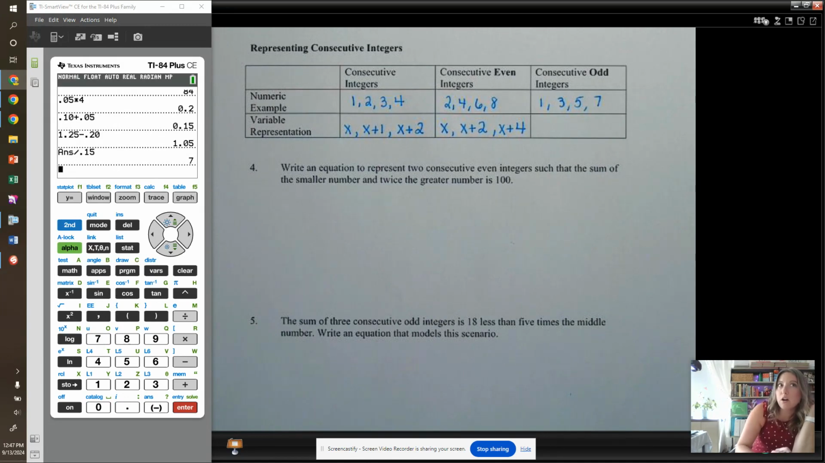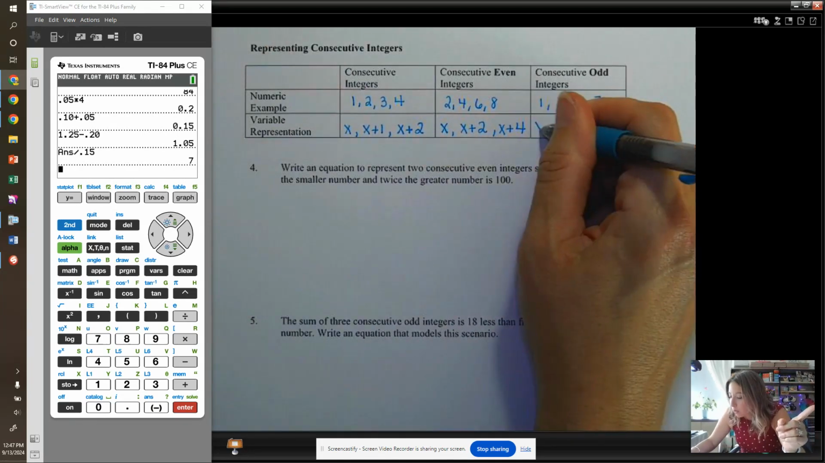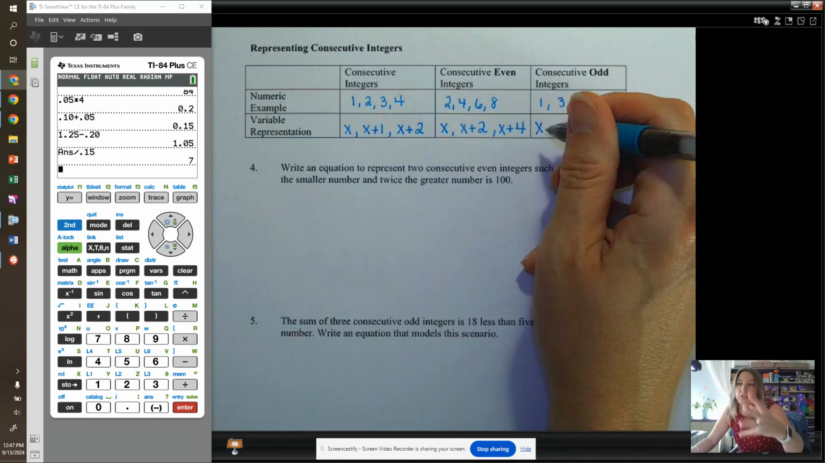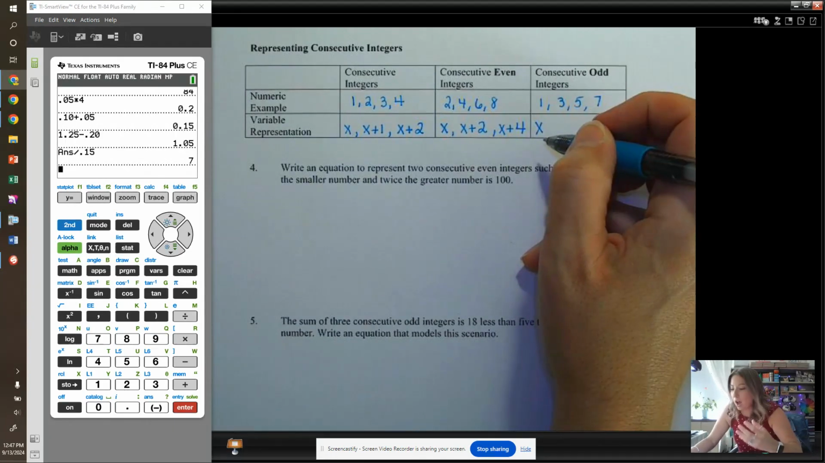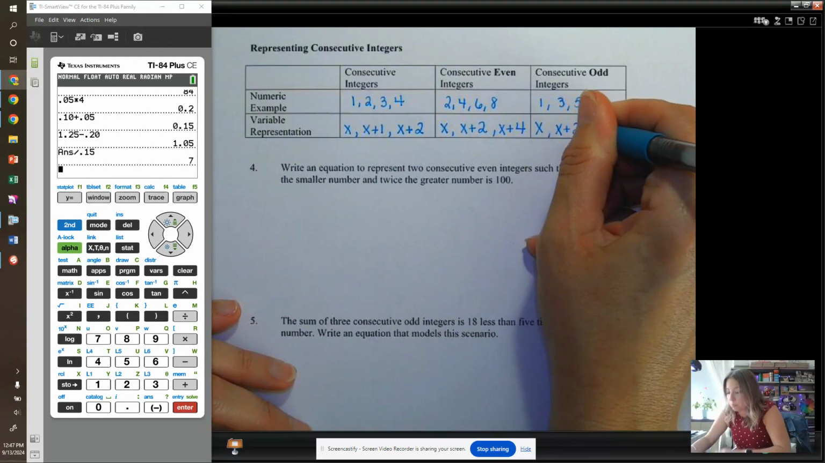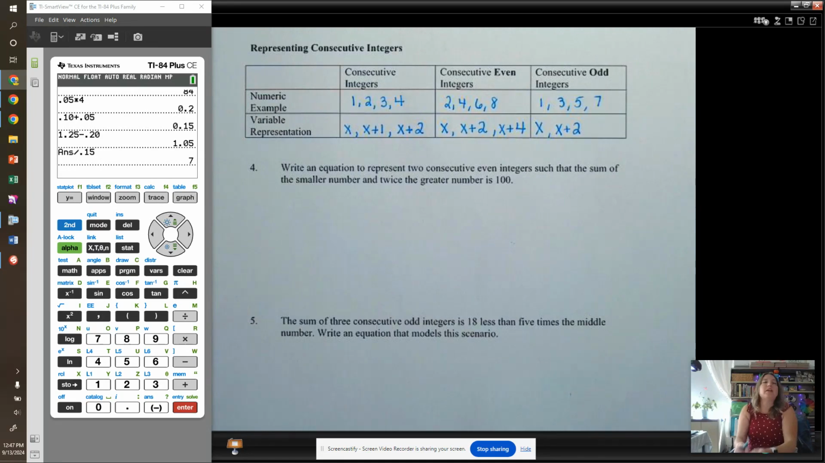Odd numbers are also 2 apart from each other. So if x represents my first odd number, and my first odd number was 1, how do I get from 1 to 3? I add 2. X plus 2 still gets me to my next odd number.